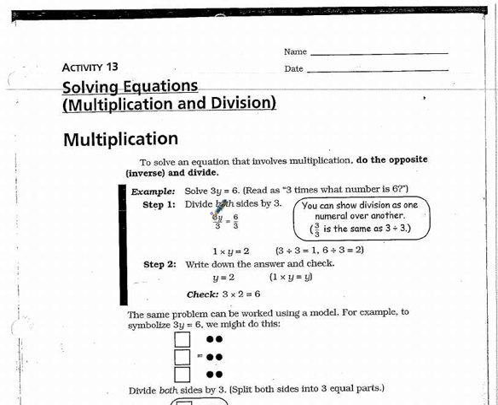Here it says solve 3y equals 6. Another way to think of that is 3 times what number is 6? You could probably get this answer mentally, but it's important for us to show our work. You see that here in step 1. 3 times y equals 6. Since y is being multiplied by 3, and we want to get our variable by itself, we're going to divide by 3. That makes 1y, and if you only have 1y, then you have it all by itself.